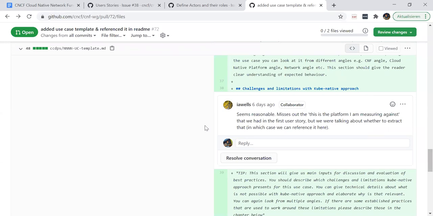So a user story is really about describing people's actions and the results they intend to achieve by those actions. But a use case here, as I used it before, is really saying, here's a description of a tool that we want to be able to run.